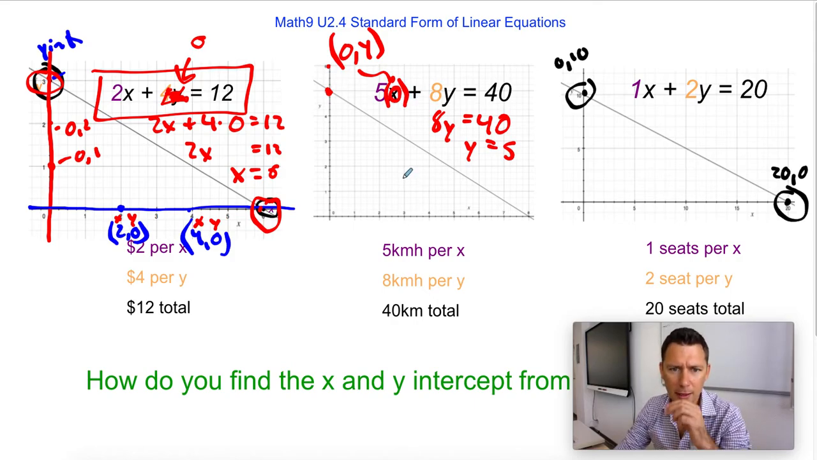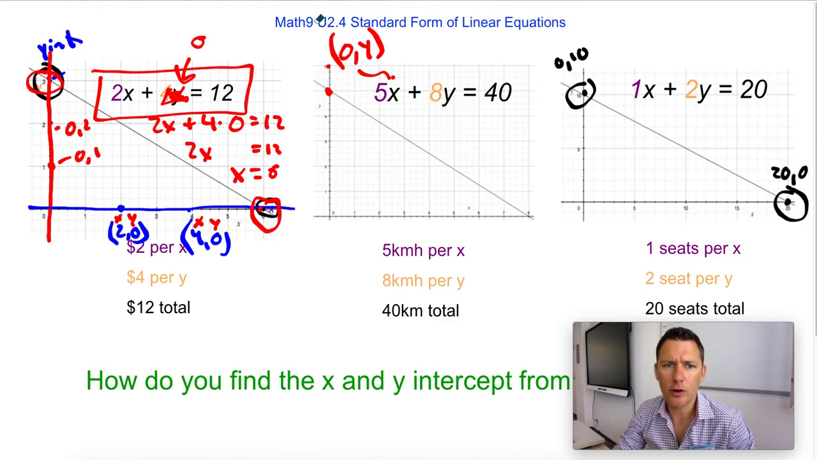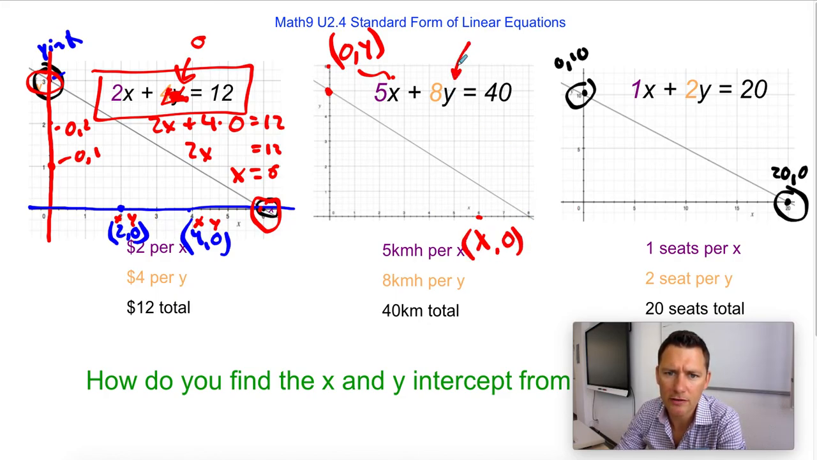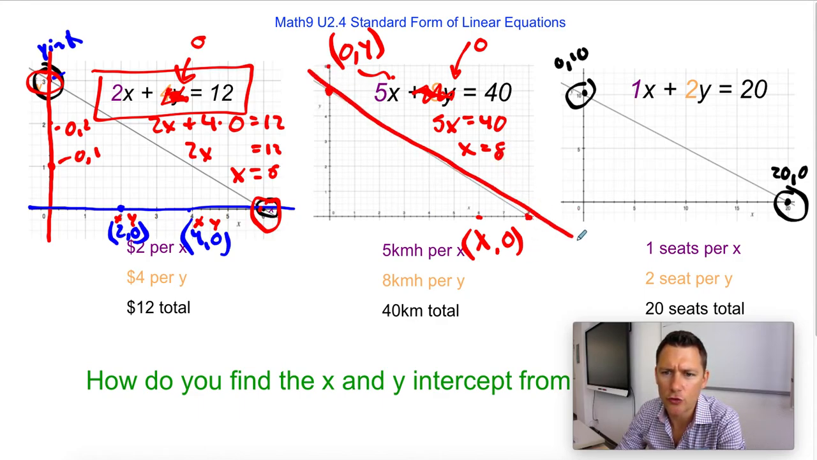You do the same thing with the x value. I know that anywhere along here, these points are some value for x, 2, 3, 4, 5, 6, but 0 for y. They're not up off the x-axis. So the y value, you're going to plug in 0 for the y value, which effectively makes this 0. 8 times 0 is 0. You're left with 5x is 40. You divide by 5, and you get x is 8. And so you plot that point, right? And then you draw your line.